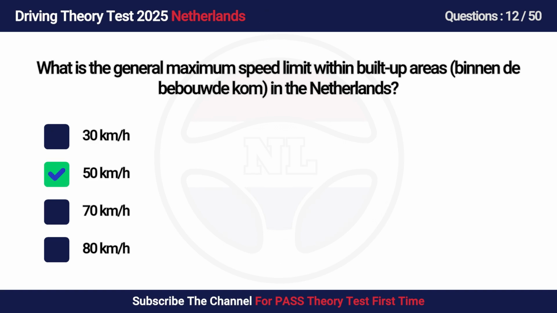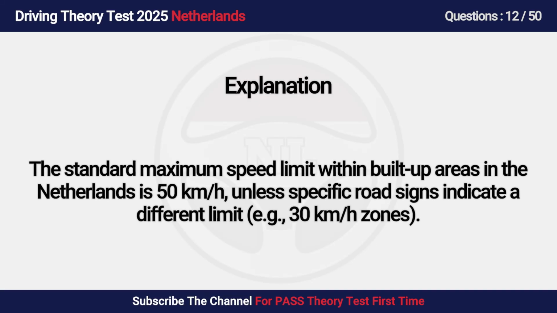Answer is B. 50. The standard maximum speed limit within built-up areas in the Netherlands is 50, unless specific road signs indicate a different limit, e.g., 30 zones.